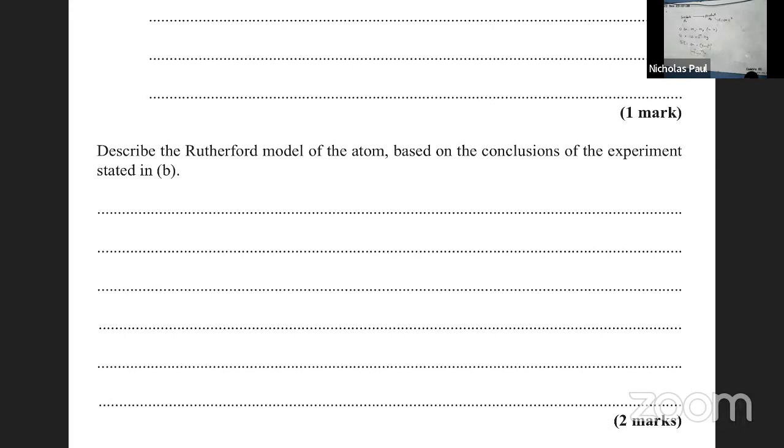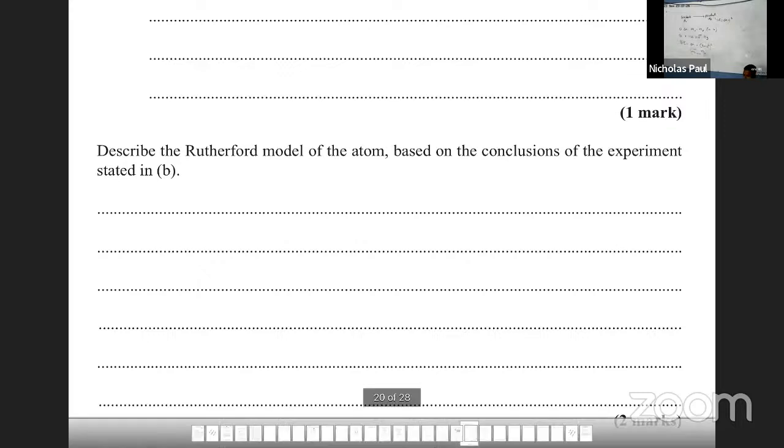Rutherford's model said that the core was a nucleus with protons and neutrons. It's positively charged, surrounded by electrons in shells. He put it all together.